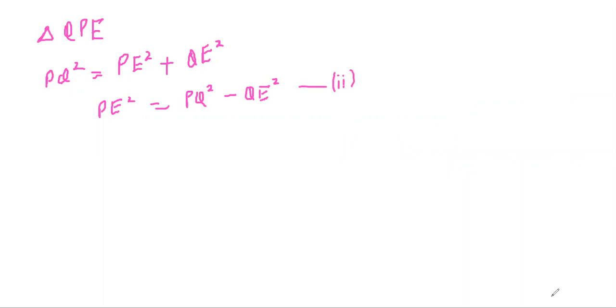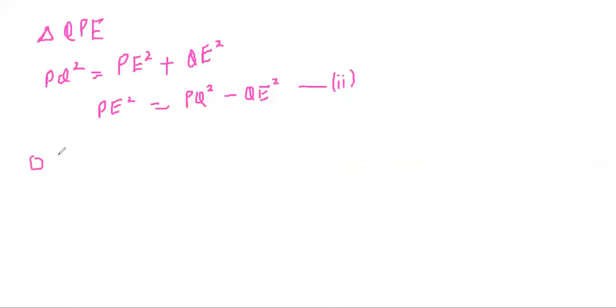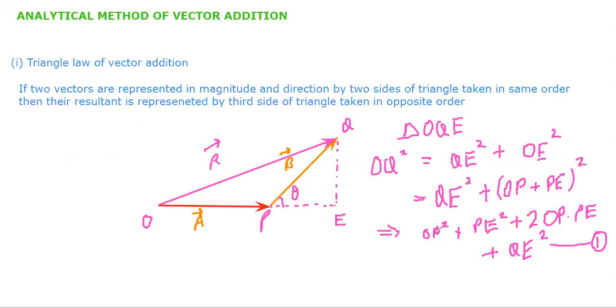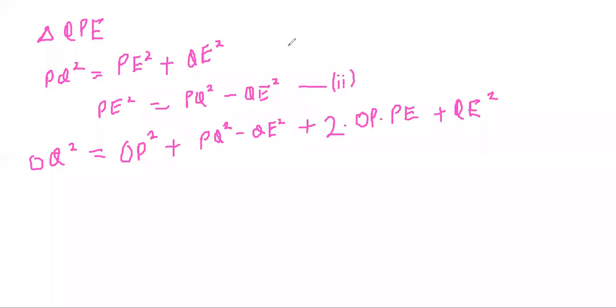Now you can substitute the value of PE square in the first equation. So when you substitute the value of PE square in the first equation, you get OQ square is equal to OP square plus PQ square plus 2OP into PE, because QE square and QE square are cancelled.